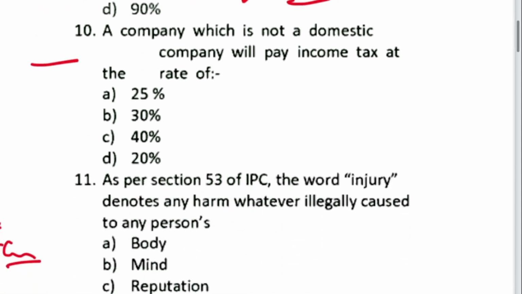Next is 10. A company which is not domestic company will pay income tax at the rate of 40%. C is the answer.